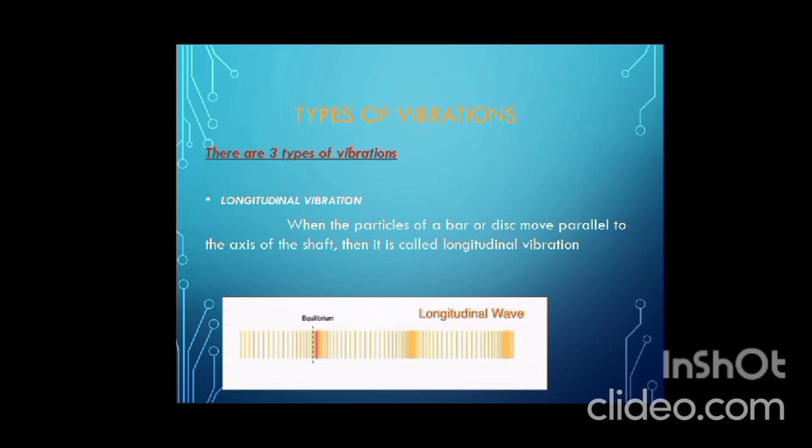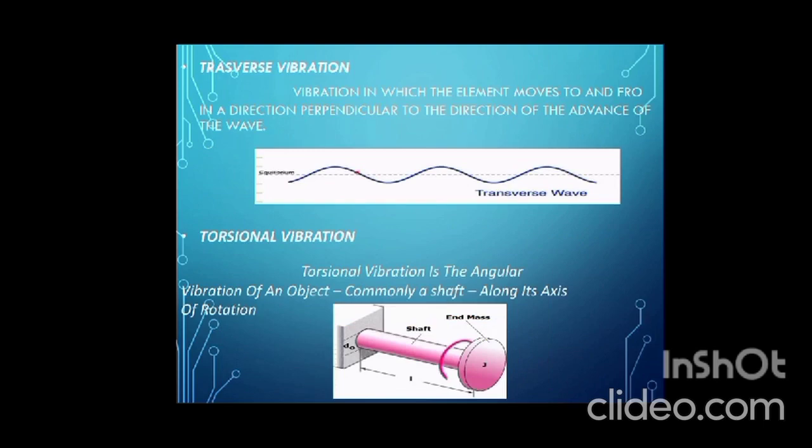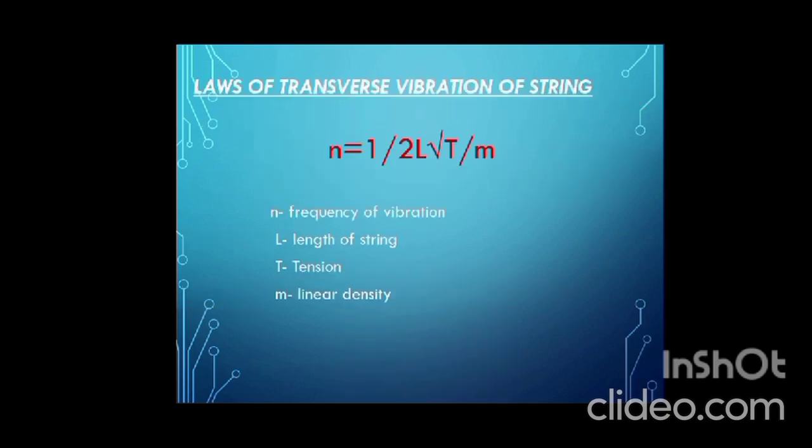Longitudinal vibration. When the particle of a bar or disc move parallel to the axis of shaft, then it is called longitudinal vibration. Transverse vibration. Vibration in which the element moves to and fro in a direction perpendicular to the direction of the advance of the wave. Torsional vibration. Torsional vibration is the angular vibration of an object, commonly a shaft, along its axis of rotation. Laws of transverse vibration of string.